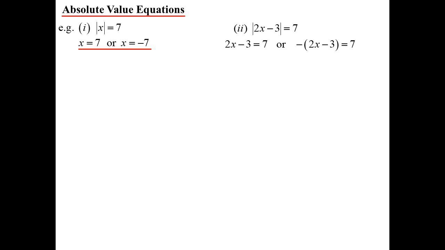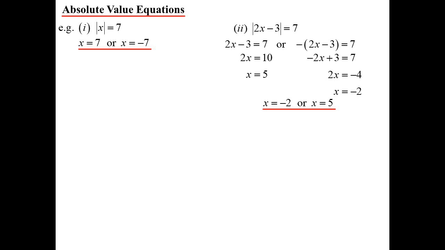Now getting in the habit of doing that will come in very useful when we look at absolute value in equations. But that's later on, we'll look at that. But that's the habit to get into, either the positive of 2x minus 3 or the negative of 2x minus 3. Then we just go and solve each of those. So we get x equals 5 or x equals negative 2. And there's my two answers.